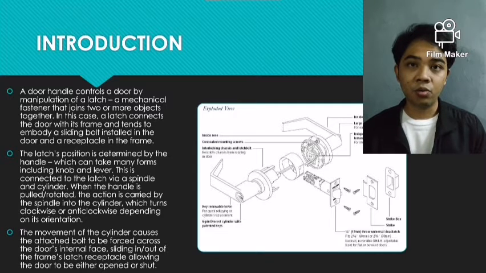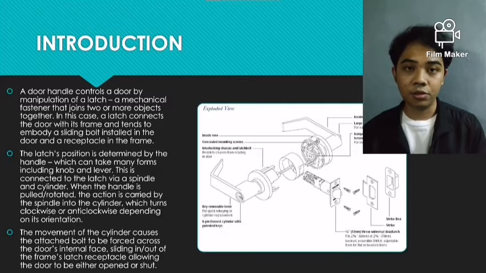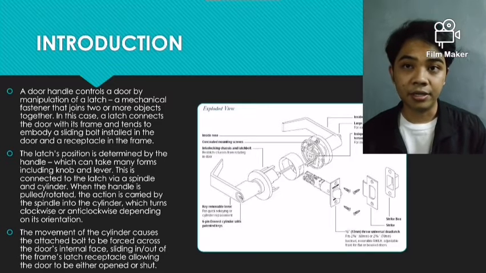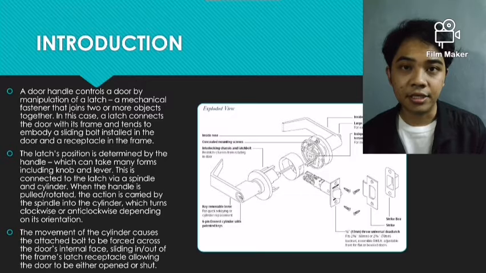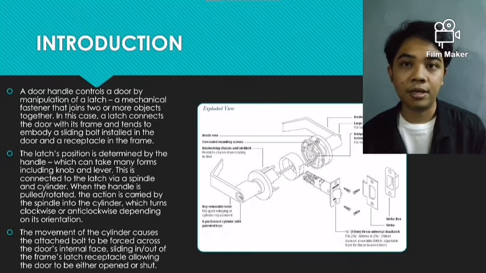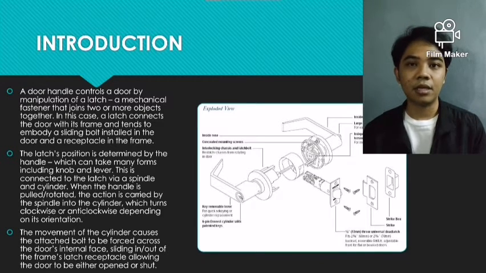For this assignment, we have chosen the door handle as our actual structure. So, I will explain about the mechanism of the door handle. A door handle is controlled by the manipulation of the latch, a mechanical fastener that joins two or more objects together. In this case, the latch connects the door with its frame and tends to embody a sliding bolt installed in the door and receptacle in the frame.